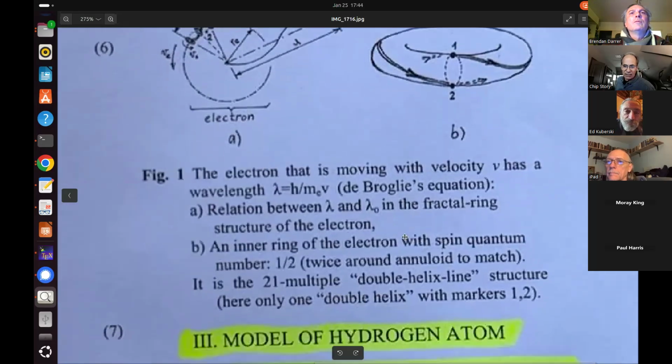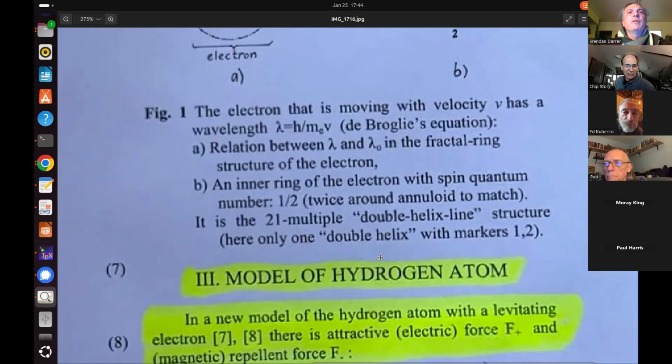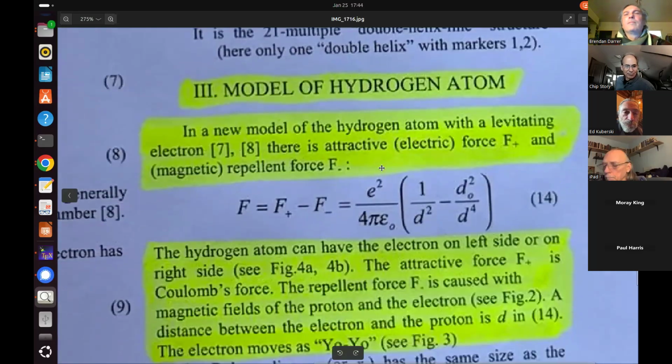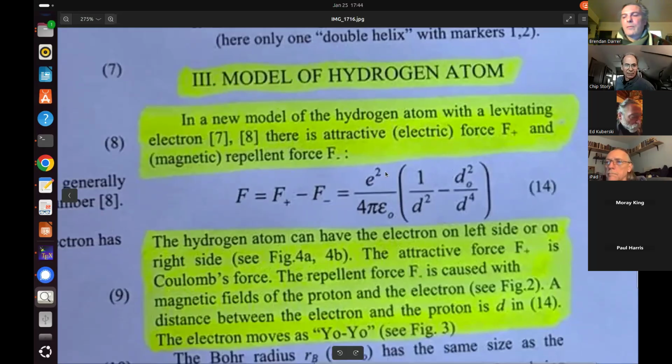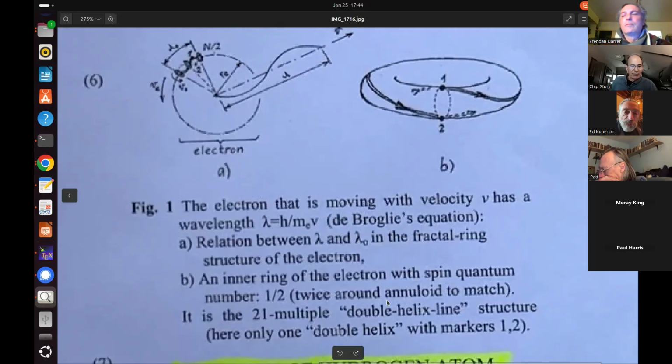Very interesting description. Do you want to move on? Diagrams, Chip? Yes, we'll go ahead. You should read that. Go back up to this, the caption on the figures. Figure 1, the electron that is moving with velocity v has a wavelength lambda equals h over m sub e v, de Broglie's equation.